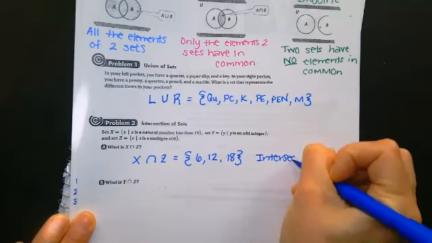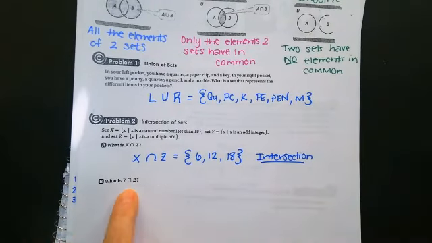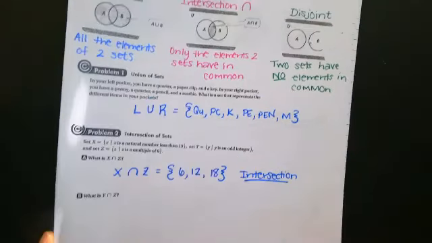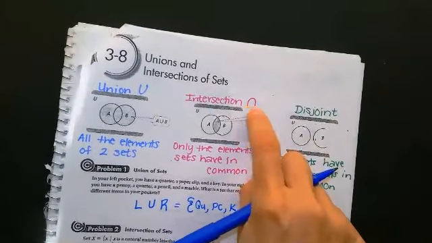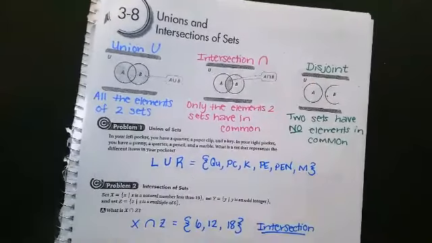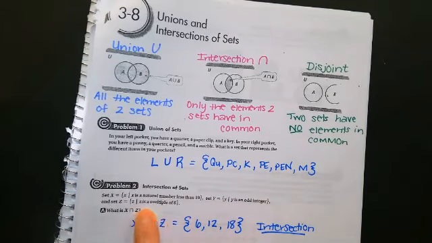Intersection is only the ones that we have in common. The next one is, what is Y intersect Z? And notice the intersect, I should have pointed this out earlier, has an upside down U. It kind of looks like a lowercase n. So what is Y intersect Z? What odd integers are also multiples of 6 is what we're asking.